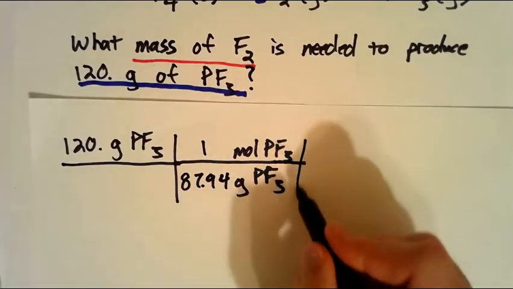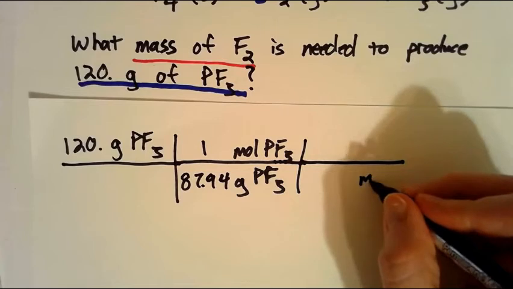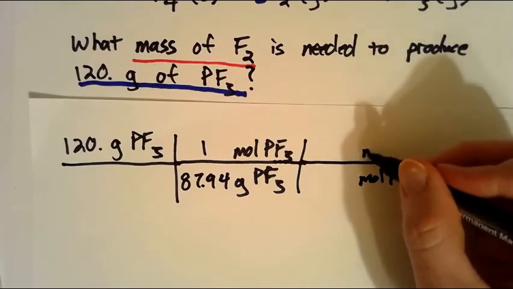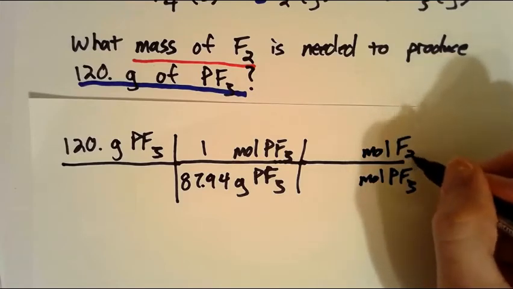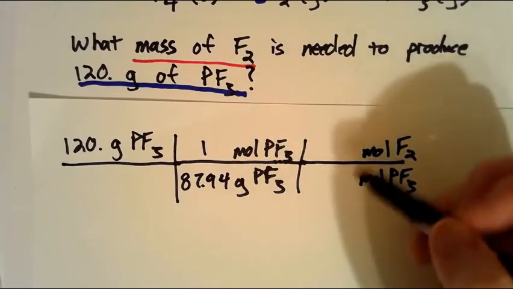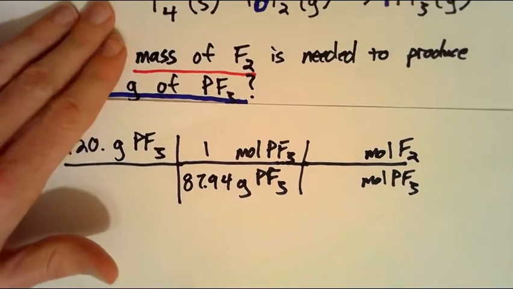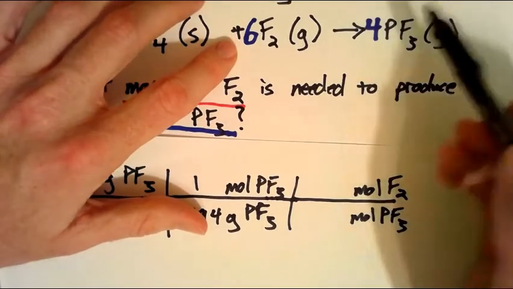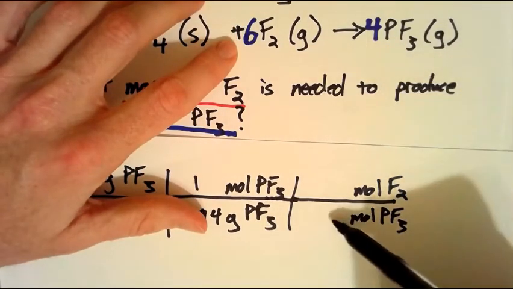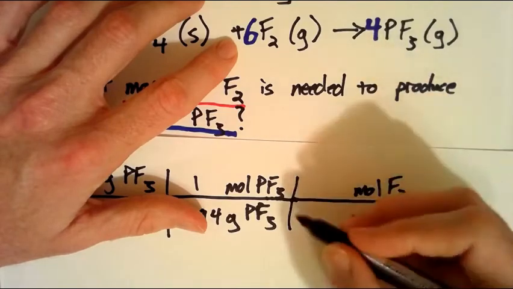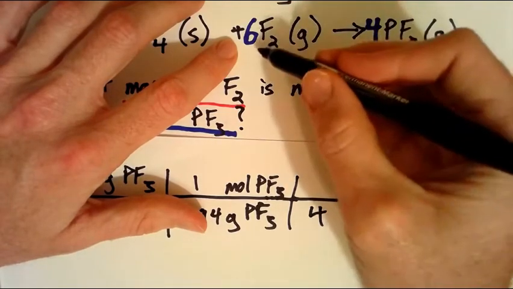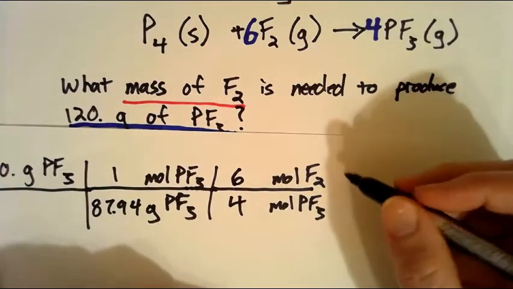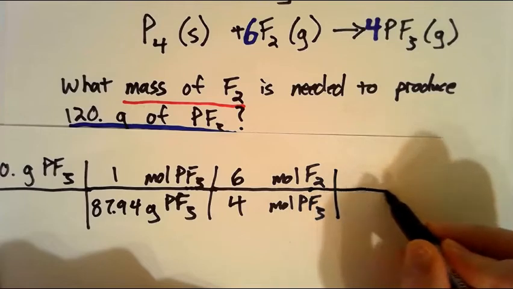Now I'll go ahead and switch my moles to my moles of fluorine gas. This comes from the chemical equation, and I'll use the coefficients here. So the number that goes here is going to be the 4, and the number that goes here is the 6. And now I'll just convert moles to grams.